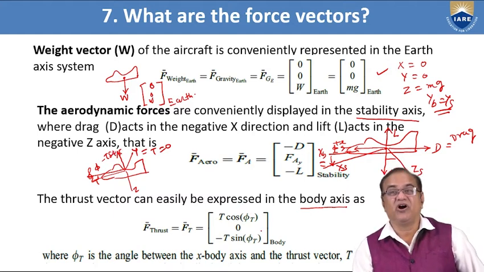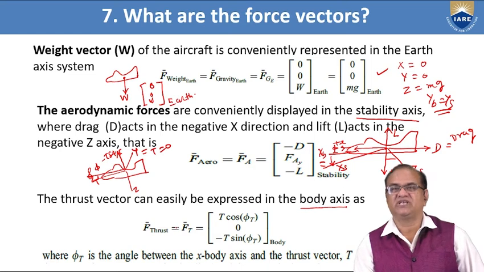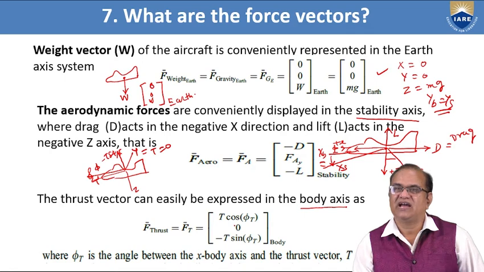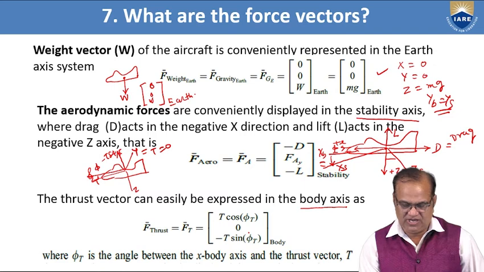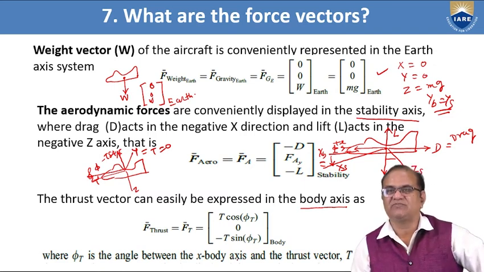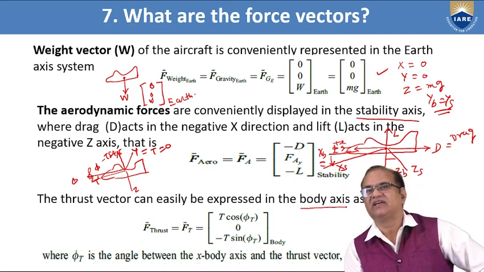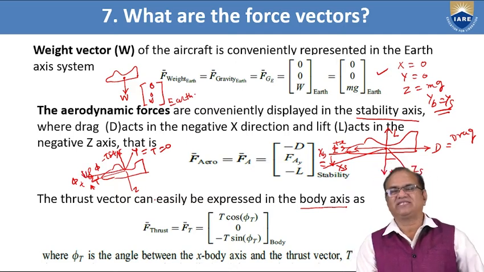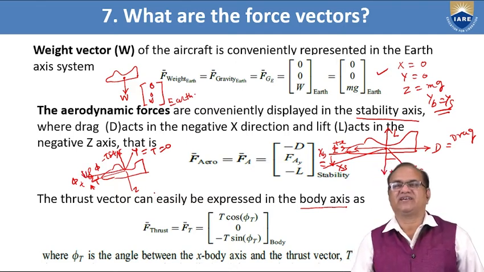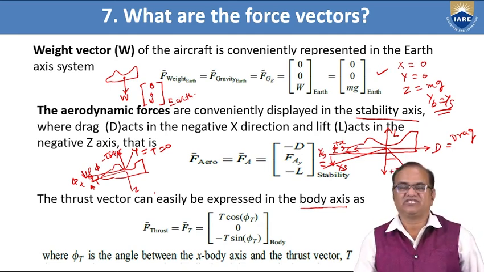So this is in a body axis system. The thrust vector, if you represent it in body axis, gives the correct value: T cos phi t, 0, minus T sin phi t. Here phi t is the angle between the x body axis and the thrust vector T, as shown here, from here to here. So like this, we can show the force vectors of the weight vector, aerodynamic forces, and the thrust vector in different scenarios.